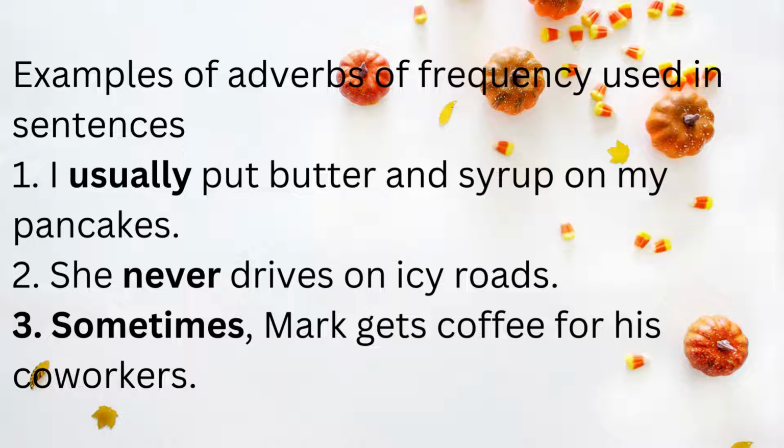It tells us how many times or how often the girl drives on the icy roads. So this sentence tells us that she never drives. The frequency is zero. She never drives on the icy roads. So never is the adverb of frequency. In the third sentence, sometimes Mark gets coffee for his co-workers. So sometimes shows us the adverb of frequency, because Mark sometimes gets coffee for his co-workers, not all the time.